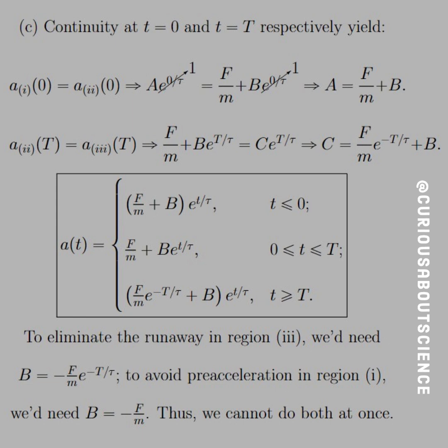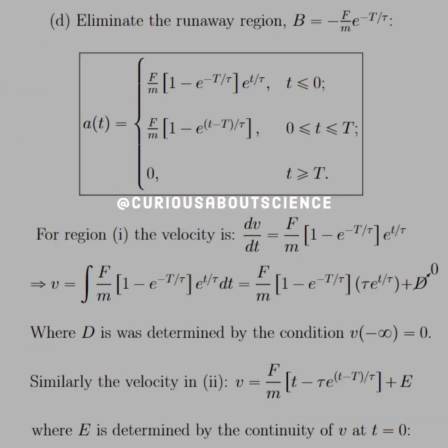But if we want to avoid the pre-acceleration region 1, we'd need B equal to negative F over M to make that coefficient 0. But clearly B cannot be simultaneously both. We have an exponential factor off. So we can only choose one. So if we choose to eliminate the runaway region, we see that region 3 goes to 0.